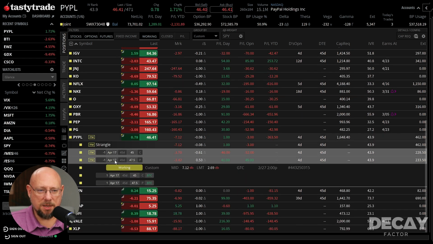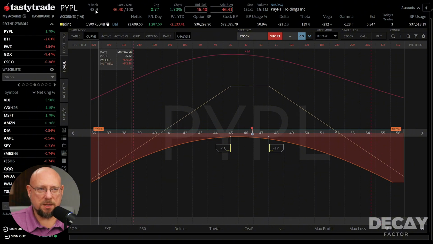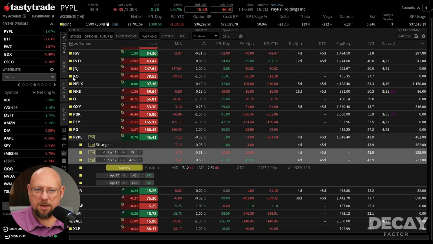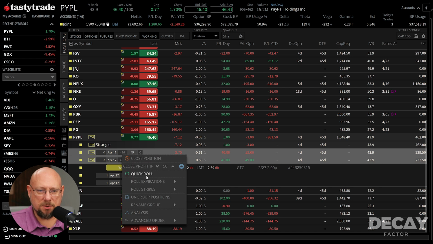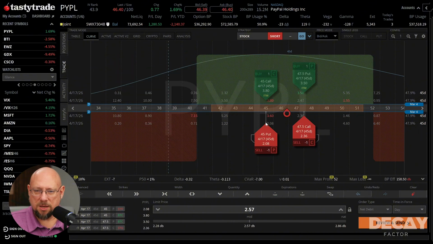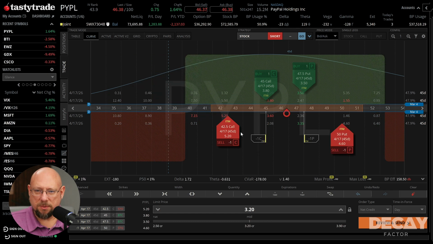PayPal is in the money. This is an inverted strangle that is in the money. IV rank 43.9. Let's go to the chart and see what's happening here. You know, I am totally fine with buying the guts and selling the wings on this one. Or at least entertaining the idea. So if we do a quick roll and we want to stay in the same cycle, we're going to switch the expirations here. And what if we just flip these a little bit?